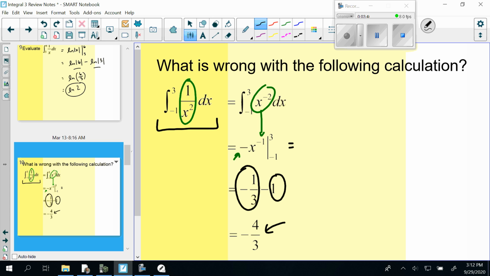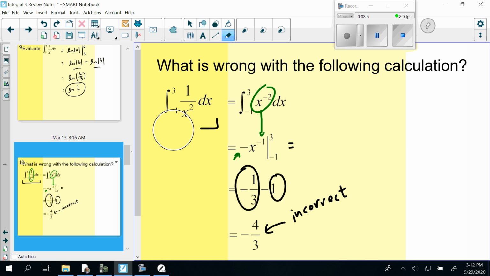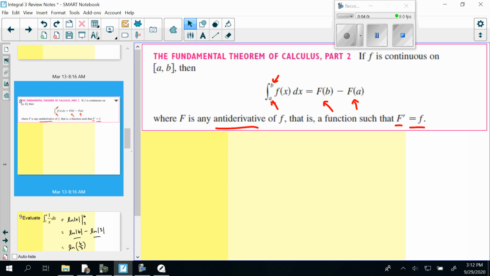So why are they saying this is incorrect? Well, this is the incorrect answer. It's not that they did anything wrong on this calculation. It has to do with the application in this case. Remember back here, what did we say has to be true in order to apply this? You have to be continuous on a to b.